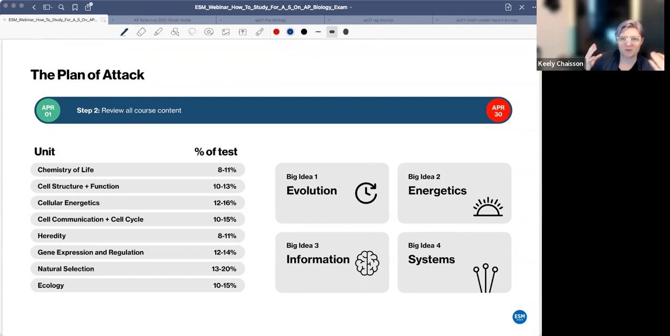So those big ideas, written out the way that the College Board says them: the process of evolution drives the diversity and unity of life, for evolution. Energetics: biological systems use energy and molecular building blocks to grow, reproduce, and maintain dynamic homeostasis. Dynamic homeostasis or equilibrium, very important concepts and terms. If you don't know exactly what those are and you can't explain how they work in a cell or in an organism, get on that immediately. Huge idea, absolutely will be tested on it. Big idea 3: living systems store, retrieve, transmit, and respond to information essential to life processes.